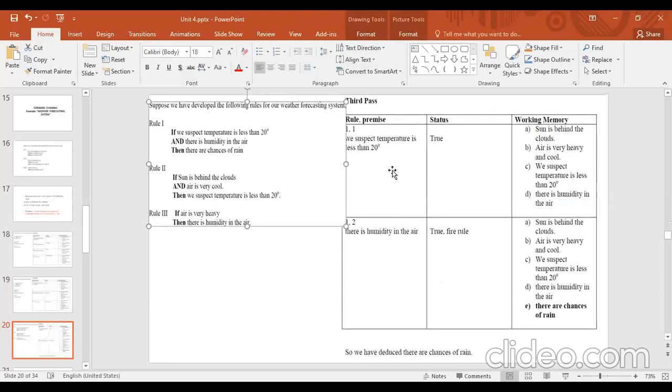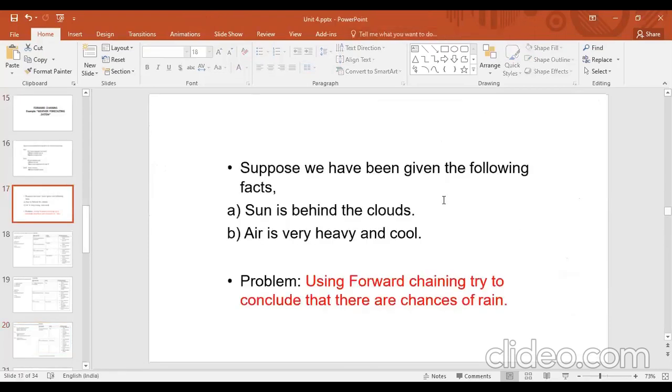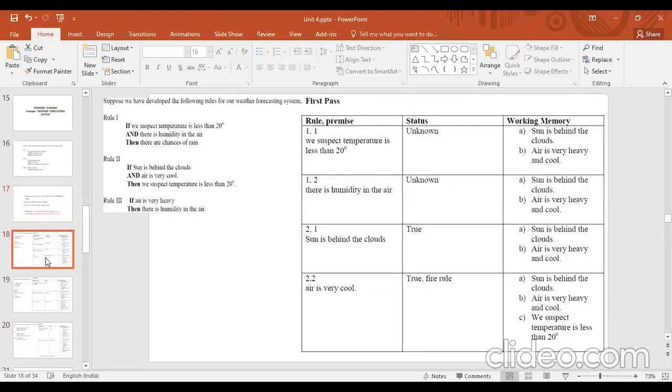Now the first rule is we suspect temperature is less than 20 degrees, right? So is it available? So true. And I have to check there is humidity in the air. Yes, it is available. So I write true. Now what is your output? It means there are chances of rain. Okay. Now we have to predict that there are chances of rain. So yes. Okay. This is our output of forward chaining, and we can predict the chances of rain.